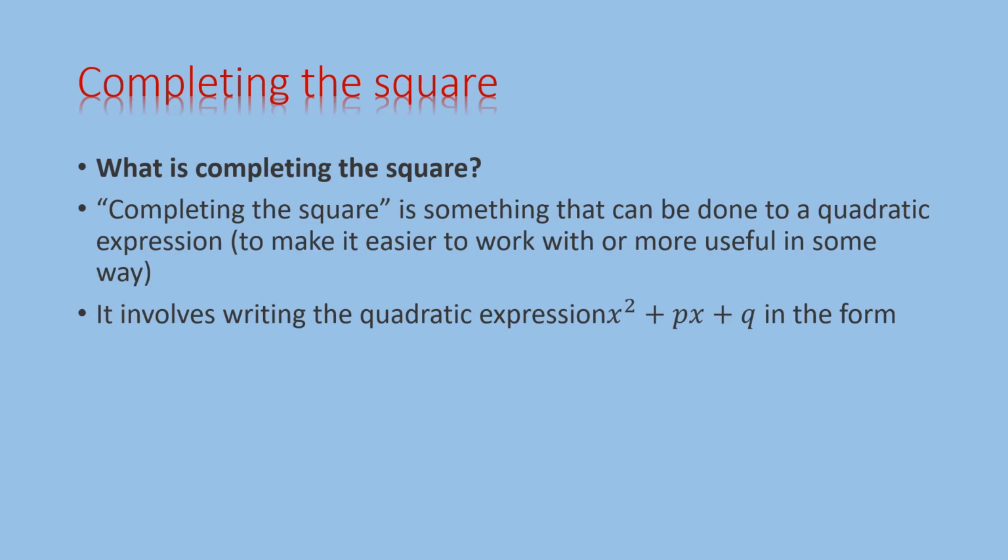It involves writing the quadratic expression x squared plus bx plus q in the form of x plus a squared plus b. So what is a perfect square? x squared plus 2ax plus a squared, we can write as x plus a squared. We call them perfect squares. How to identify a perfect square?